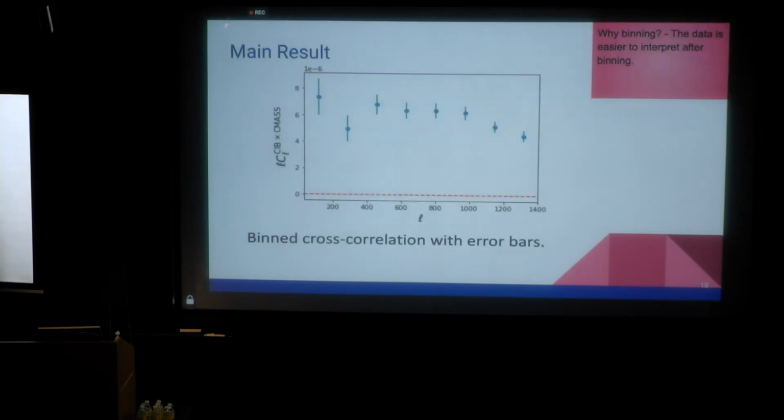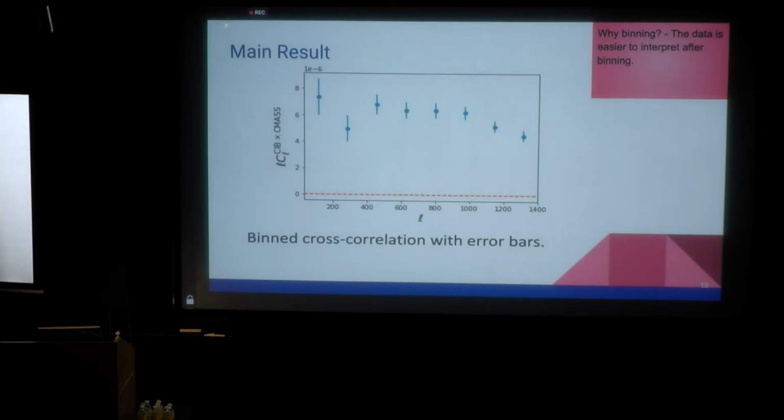So right here is my main results. This is the binned cross correlation with error bars. You don't necessarily have to bin the statistics, but the reason why we did is it just reduces the noise. It's easier to interpret the data as well when this information is binned.